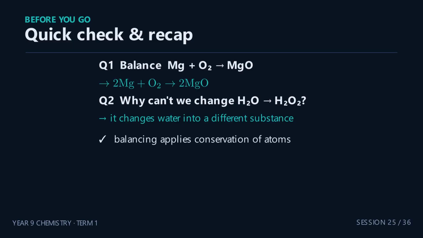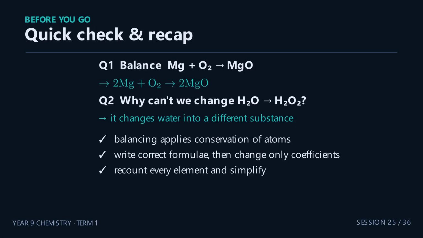Here's your recap. Balancing applies conservation of atoms, the same number of each atom on both sides. Write correct formulae first, then change only the coefficients. Recount every element and simplify. You've just learned a skill that unlocks the rest of chemistry, and you should feel genuinely proud. Now, let's make it automatic.